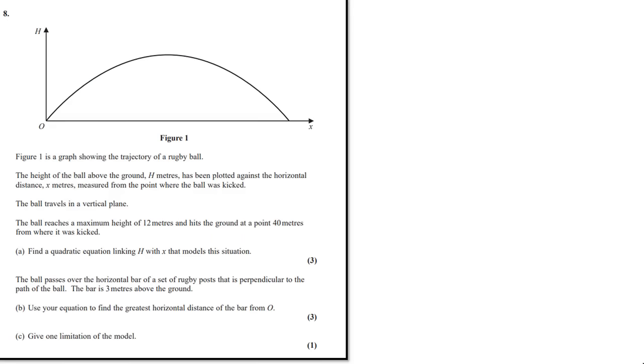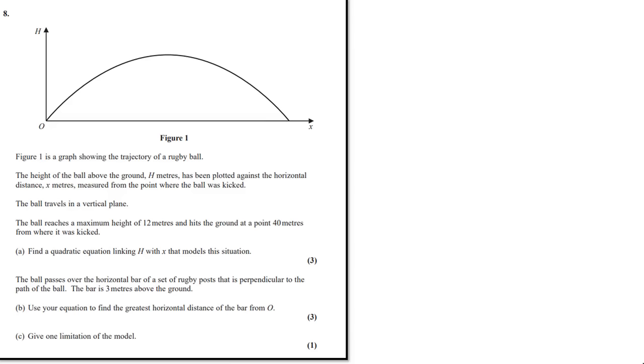Taking a look at question 8 now, we've got a question which is actually to do with quadratic modelling. What we've been given is figure 1, which is a graph showing the trajectory of a rugby ball. The height of the ball above the ground, h meters, has been plotted against the horizontal distance x meters measured from the point where the ball was kicked. We're told the ball travels in a vertical plane and reaches a maximum height of 12 meters and hits the ground at a point 40 meters from where it was kicked.